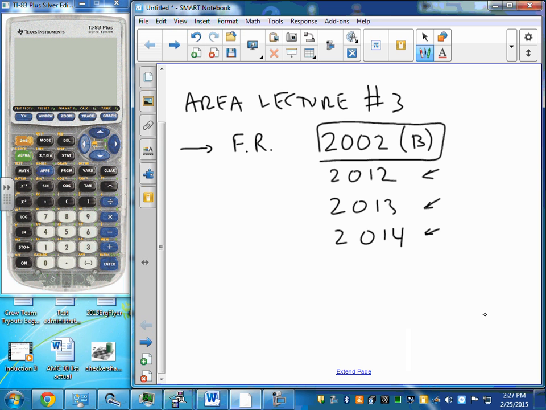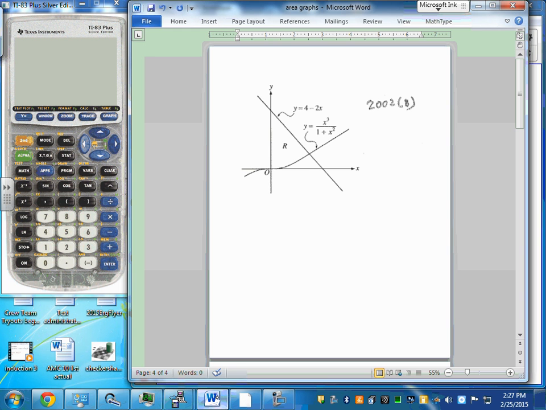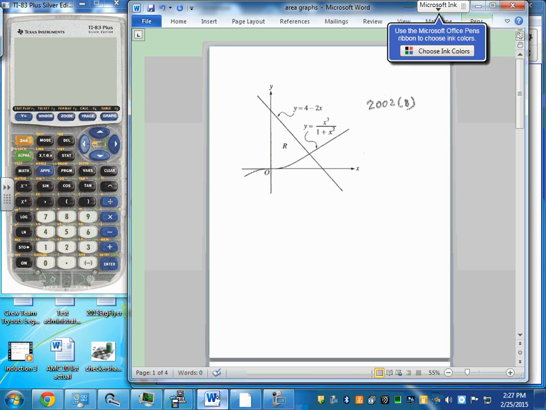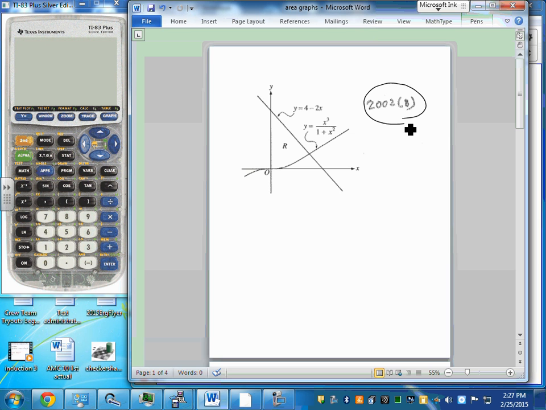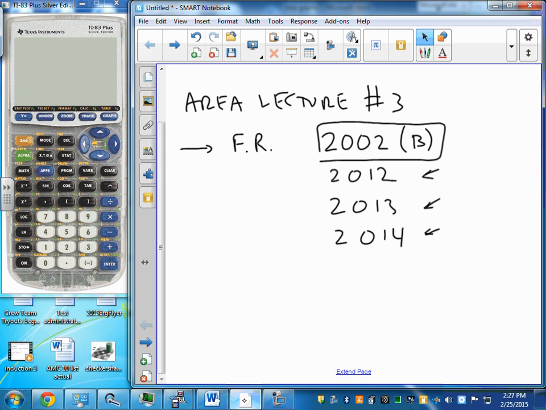Okay, so I've got a document here. This shows the region from 2002B. Notice that it consists of a line. The line is y is equal to 4 minus 2x. That's right here, 4 minus 2x. And some sort of strange rational function, which is x cubed divided by 1 plus x squared. So our task is to find the area of that region.